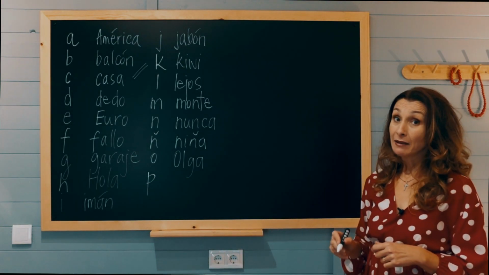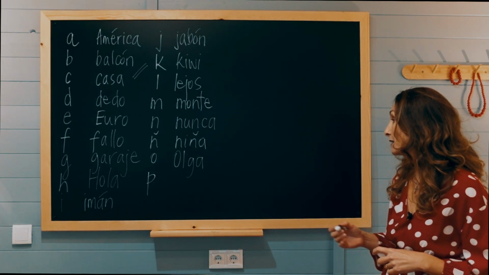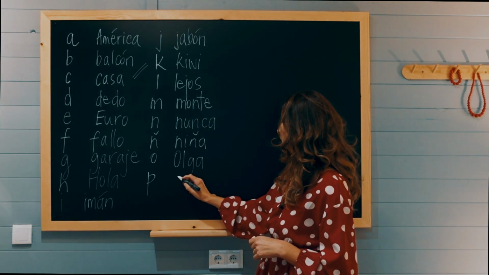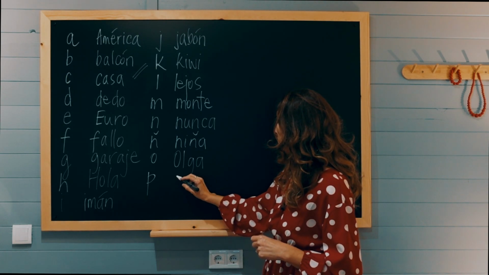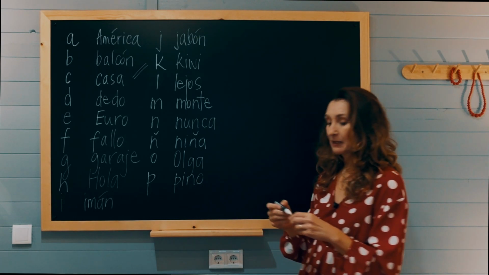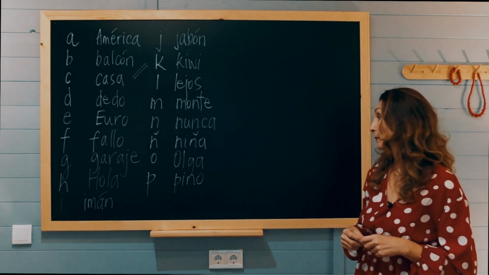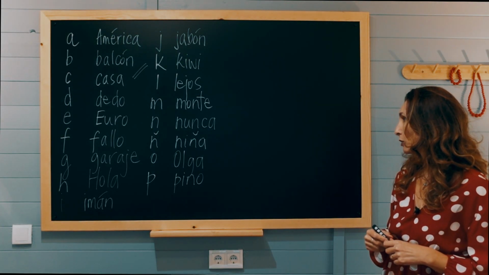P, or P in Spanish, it stands for P. And it's, let's see, an example of a word starting with P. Pino. Pino is a pine tree. Okay? Pino, un pino, a pine tree.